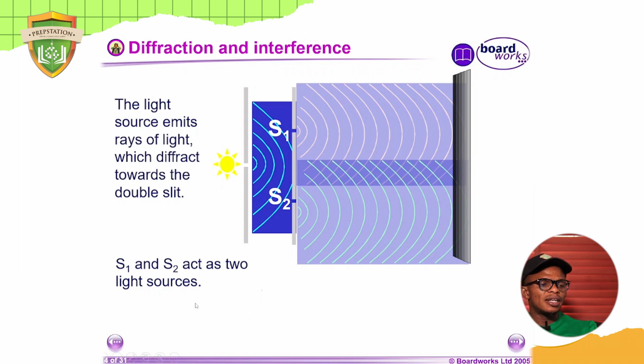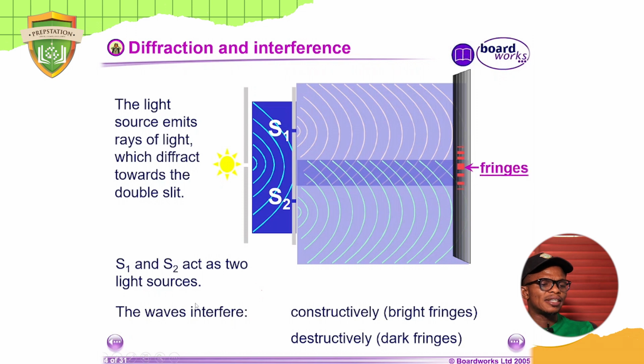Now, S1 and S2 are the two sources of light. The waves interfere. Constructive gives bright fringes. Destructive gives dark fringes. What are fringes? Look at it here on the screen. What will appear on the screen is what is called fringes. They are bands of spots of light. So you have some sections very bright, you have some sections dark. These are called fringes.